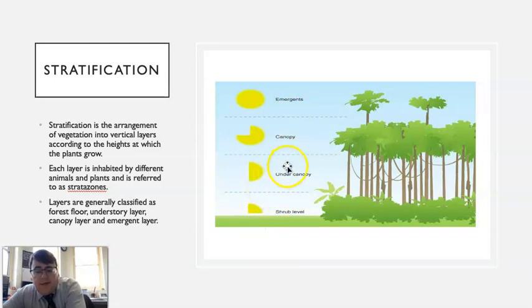Sometimes these are different terms. Sometimes they're not referred to as shrub level or under canopy. Sometimes they're referred to as forest floor or the understory layer. But again, like we had in zonation, each layer is inhabited by different animals and plants, so it's its own zone. In this case, we actually refer to these as strata zones because they're zones based on stratification. That's it for the entire PowerPoint.